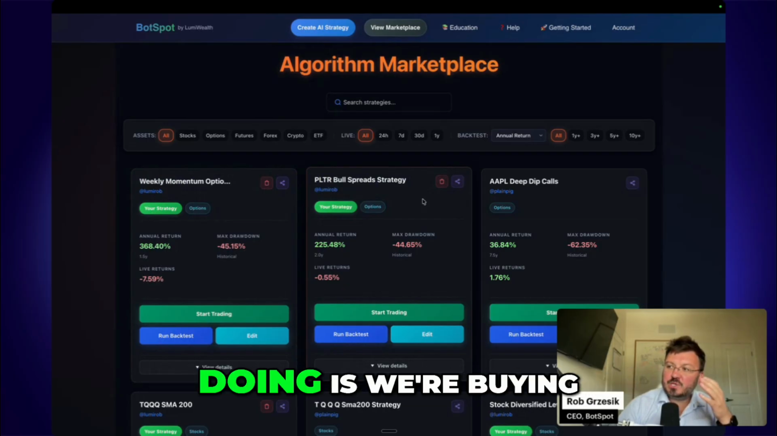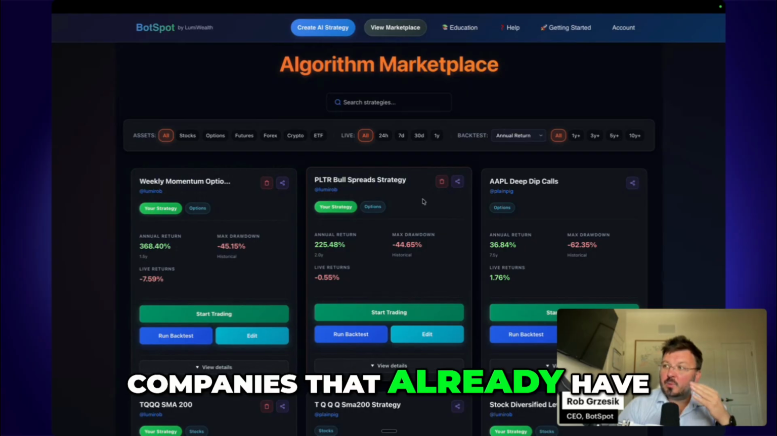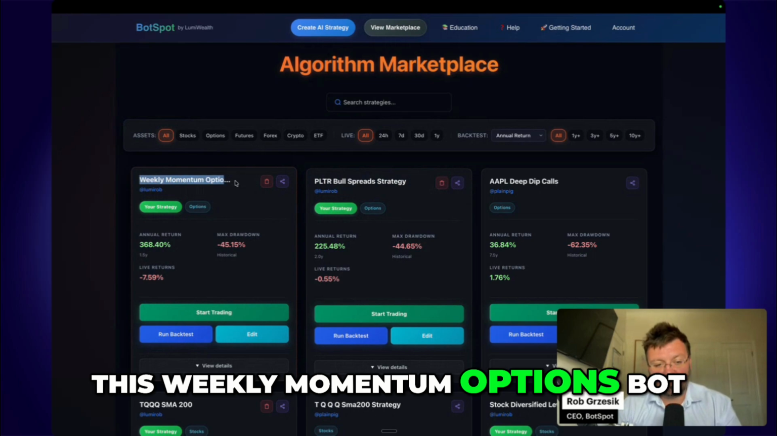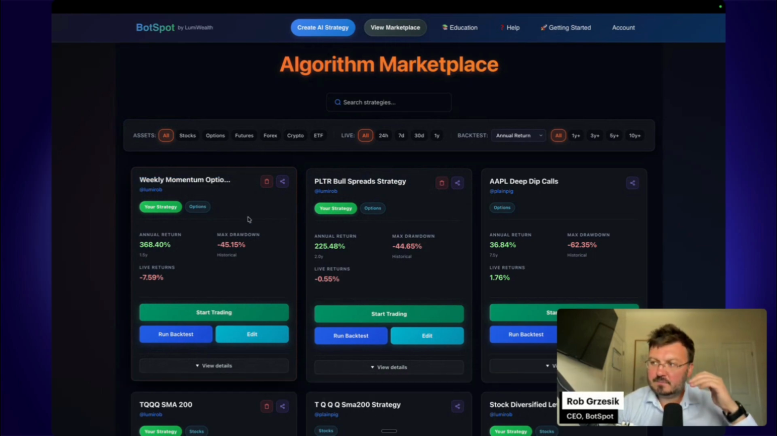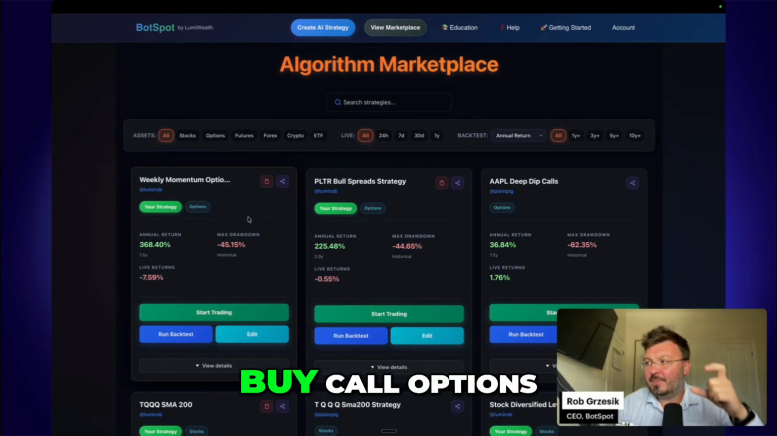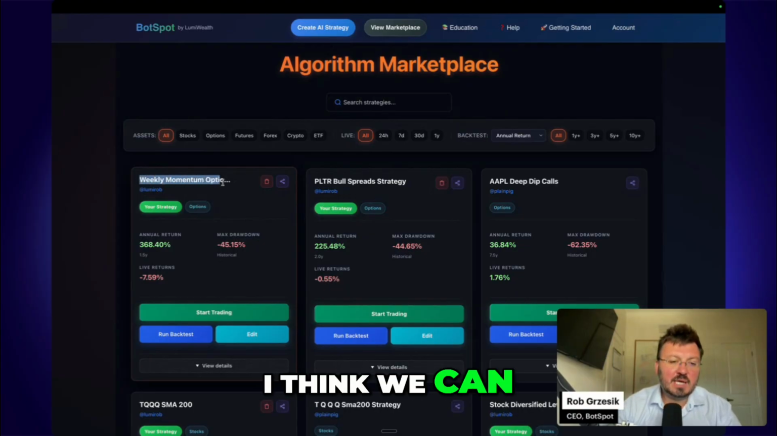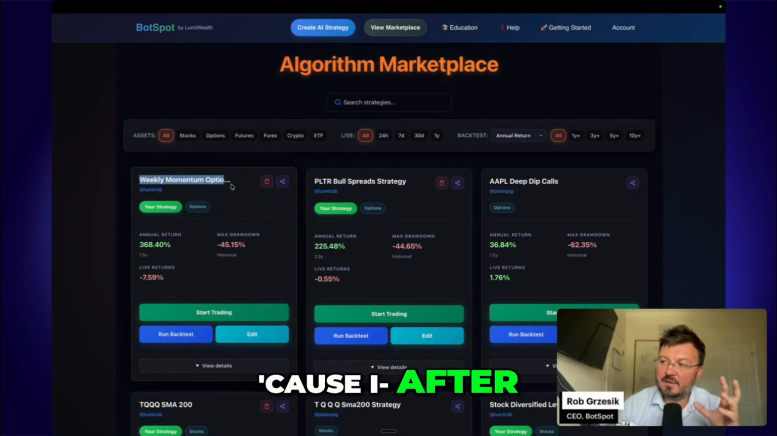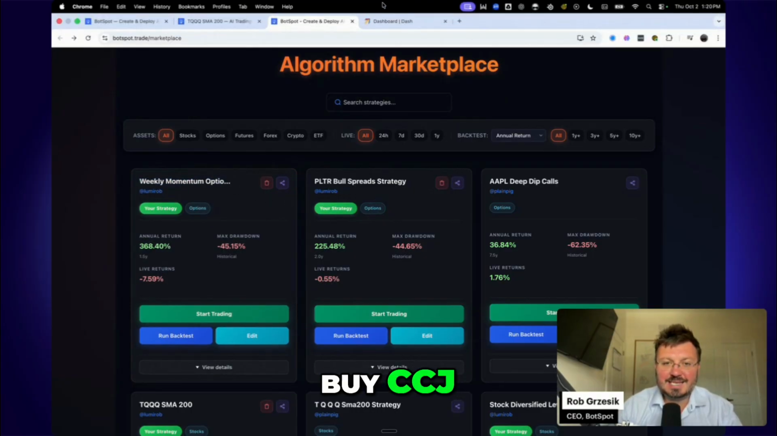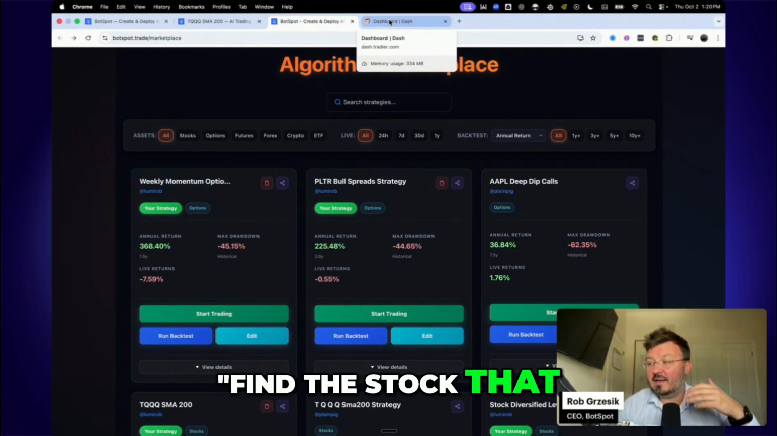Basically what we're doing is buying call options on companies that already have big momentum, right? So the original idea behind this weekly momentum options bot was to find stocks that are already doing well, hop on them, buy call options, and run with it. So that's this one. I think we can change the way it works a little bit because after seeing this thing trade for a few days, I have some ideas. It decided to buy CCJ.